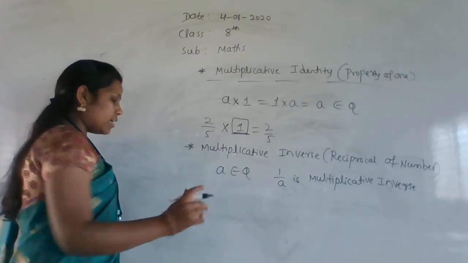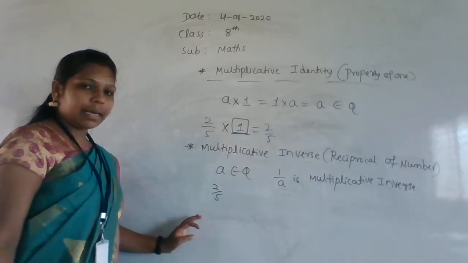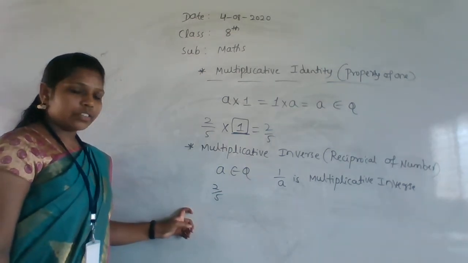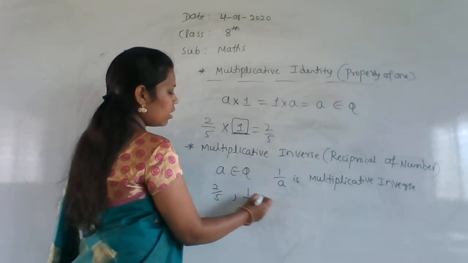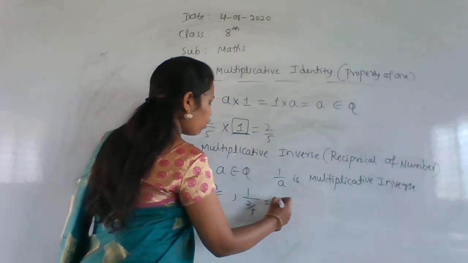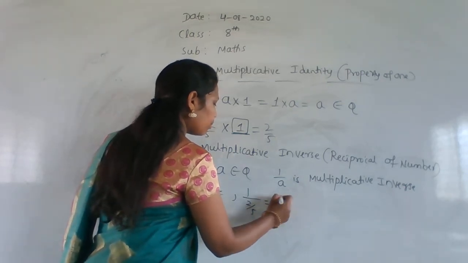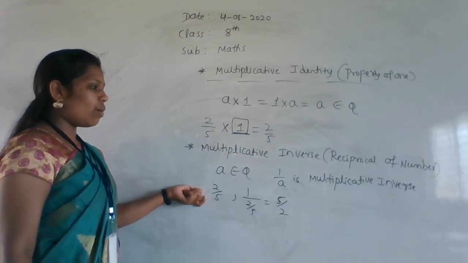Okay, I will show you one example. See, I am taking 2 by 5 only. This is one rational number. Consider this as A. And what is the inverse here? 1 by 2 by 5. That is nothing but 5 by 2. Okay, so if you exchange the values, then it is called what?